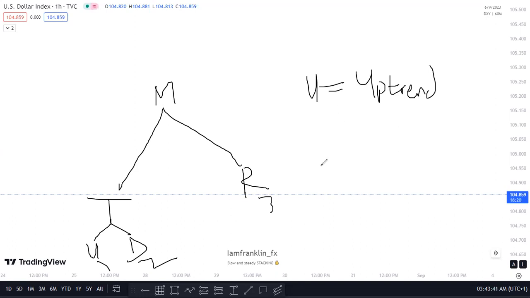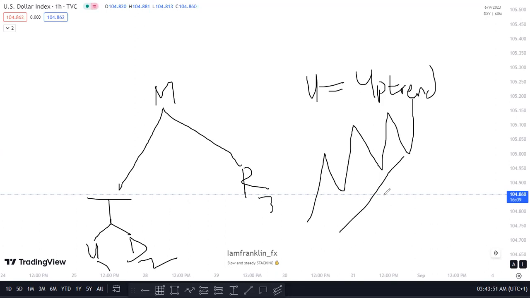What is an uptrend? Like the name implies, it is something that is going up. So when the market is moving in an upward direction, we say it is in an uptrend.